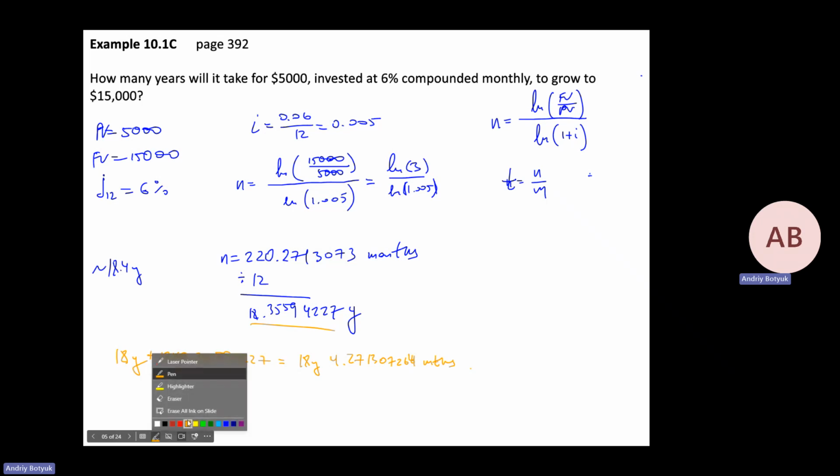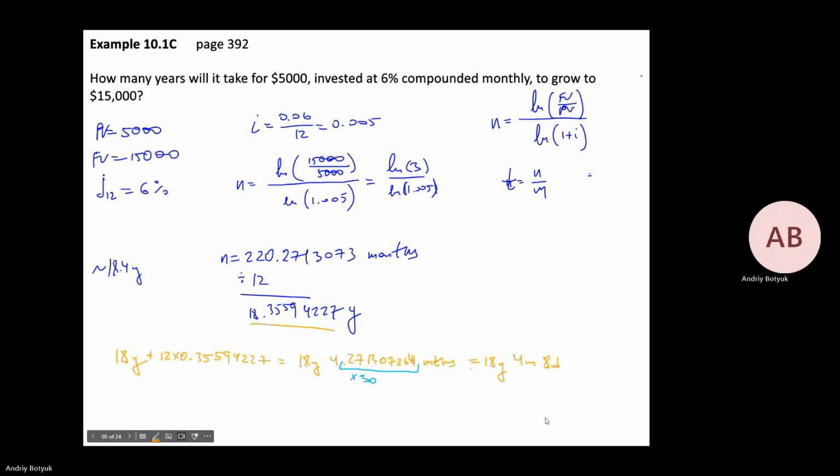So if I take this tail times 30, of course it's going to be approximate, right? So I will have 18 years, 4 months, and about 8 days. So a question asking you to find the number of years in months, you already know how to do it. Good? We need to show months and days also.